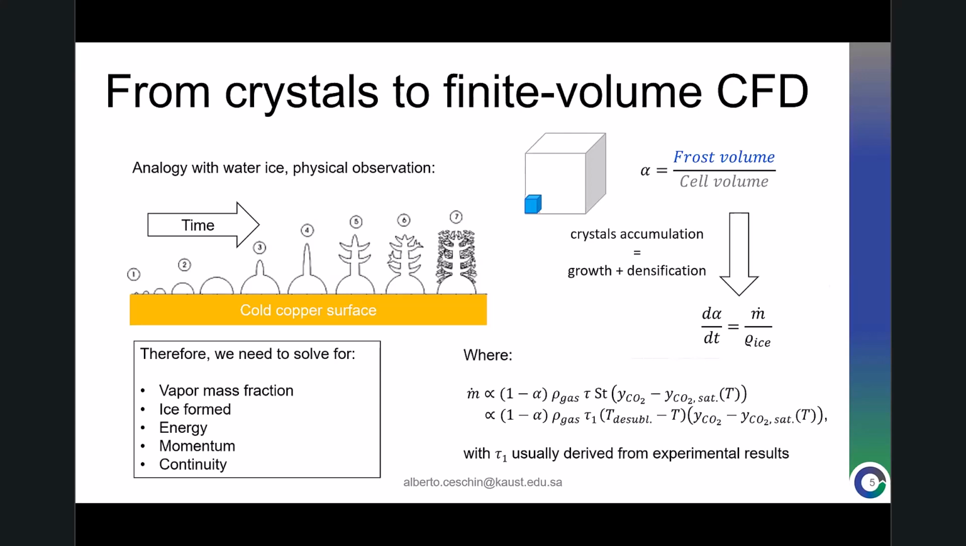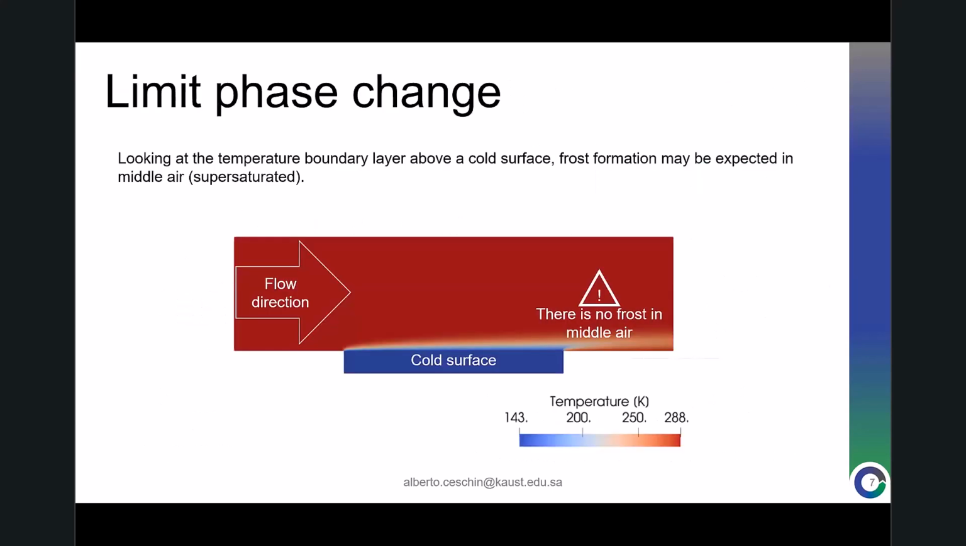We can solve, of course, then momentum, and that only for the gas phase. We will have a drag term that can be called Darcy for another contribution. And it will represent the decrease in velocity when the flow is entering inside our frost. And of course, we need to solve for continuity.